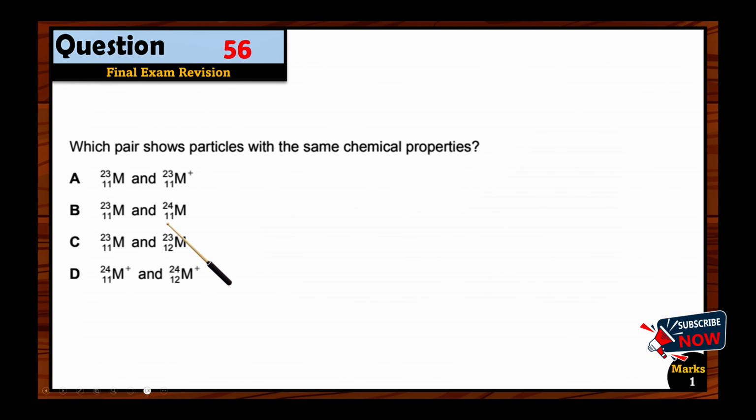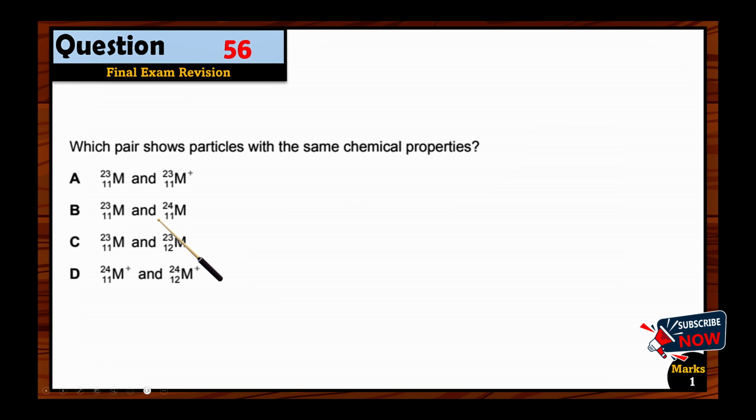Question 56. Which pair shows particles with the same chemical properties? For the same chemical properties, they should have the same number of electrons, right? If the electron number is the same, then of course they will have the same properties. So now let's see which one has the same number of electrons. Here they have the same number of protons, so the proton number is equal to the electron number. This one has 11 electrons, but this one will not have 11 electrons because it has lost one electron. So it is 10, and it is not equal.